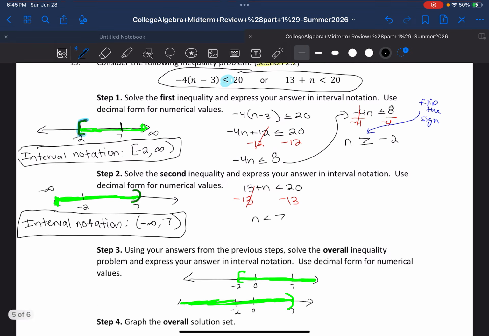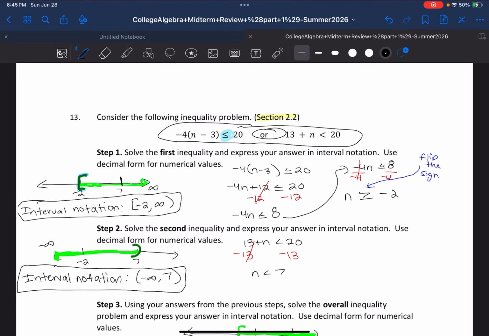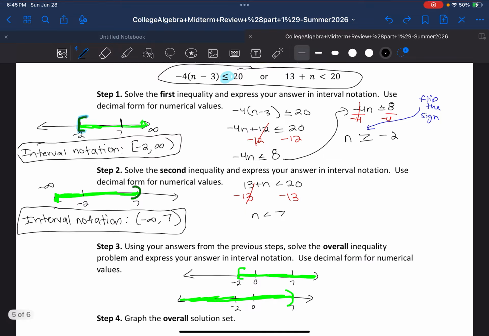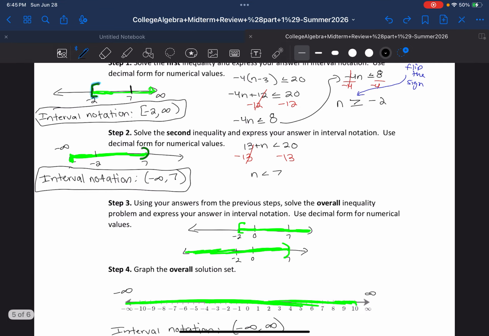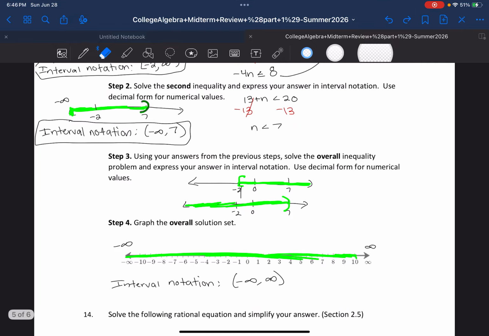Now, if that word up here was "and," well, then I'm only including the solution that's true for both. So that would actually be where they intersect here. From -2, because it's including -2 in both, up until 7, and it will not include 7 since it's not included in the second problem. So if the word was "and" instead of "or," you would only be doing the intersection. I'm going to erase that so we don't get confused. Okay.